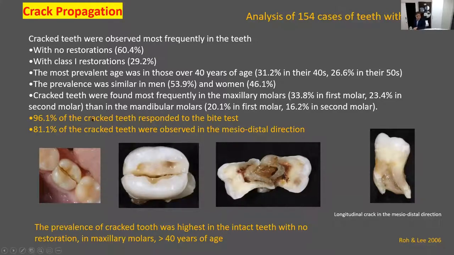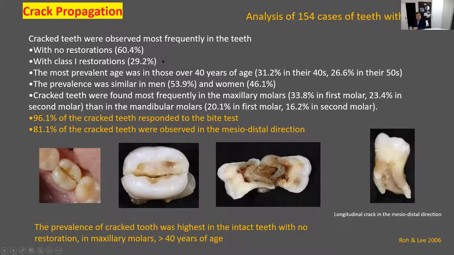Now, 96.1% of cracked teeth are responding to the bite test. That's very good, higher specificity and sensitivity for that area. 80% of cracked teeth are observed in the mesial-distal direction. Again, no restorations, but they're looking at 154 cases of teeth, Roy and Lee, and 60% had no restorations, 29% had restorations. That's 90% of the teeth, okay?